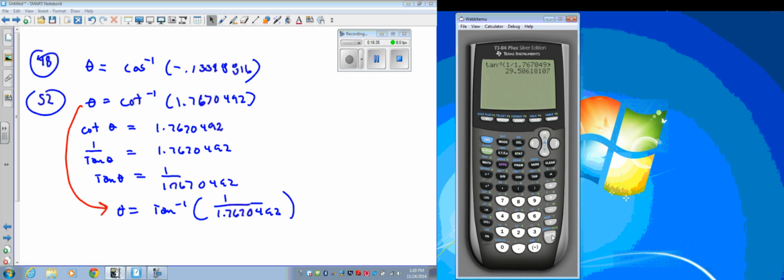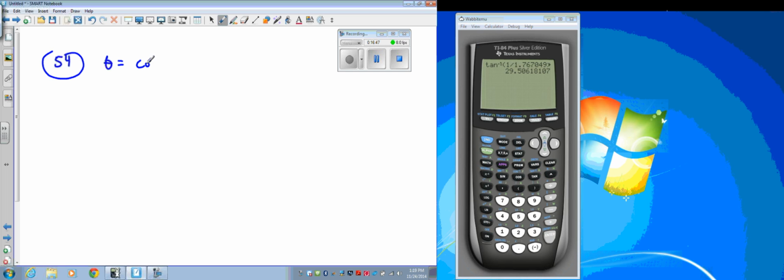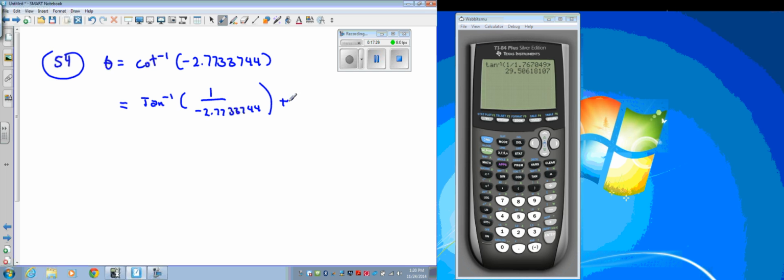Now, let's look at 54. Cotangent. Now, because that's negative, we're going to have to go the answer plus 180. And what we know we have to do from before is tangent inverse of 1 over a negative 2.7733744. And then we have to add 180 to that.